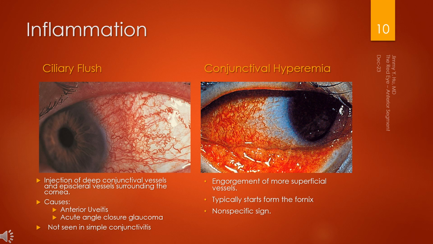On the other hand, you've got conjunctival hyperemia when it's something more diffuse. You see engorgement of more superficial vessels. It typically starts from the fornix, and it's a very nonspecific sign. Generic conjunctivitis will often have hyperemia.